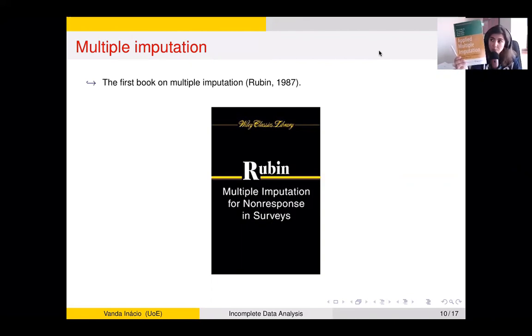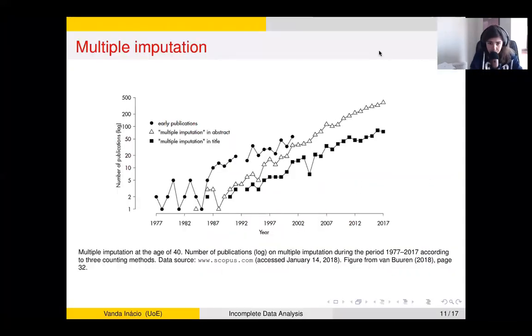It's called Applied Multiple Imputation. It came out this year, I think in April or March. And there are also specialized books about multiple imputation in clinical trials and longitudinal studies, basically in the field of biostatistics. And this is also an image that is available in the book by Van Buren on flexible imputation of missing data.